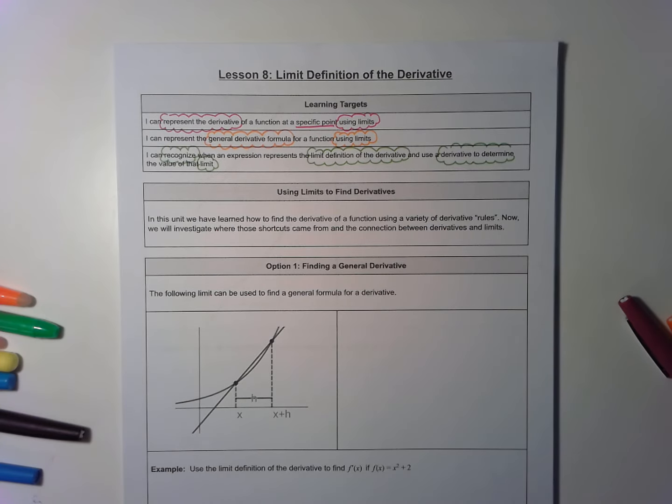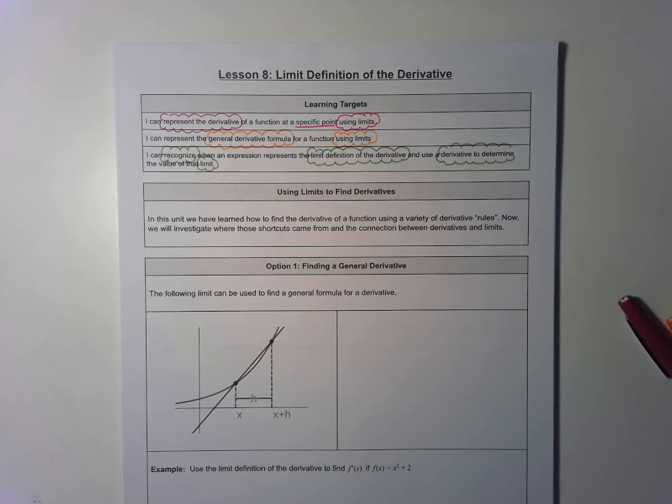So let's start with this. In this unit, we've learned how to find the derivative of a function using a variety of derivative rules. Now we're going to investigate where those shortcuts came from and the connection between derivatives and limits. So now that we know all these rules, they're not magic. They didn't come to somebody in a dream. These are rules that have been developed over time by using limits to find derivatives. And we're going to work through how to use limits to do that today.